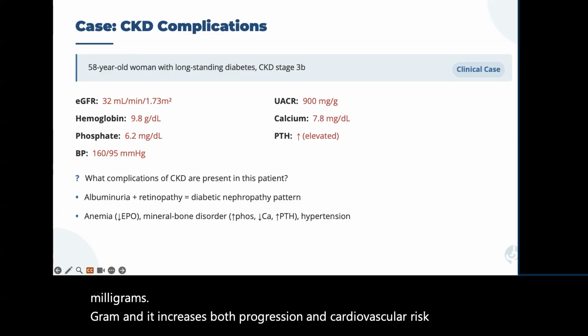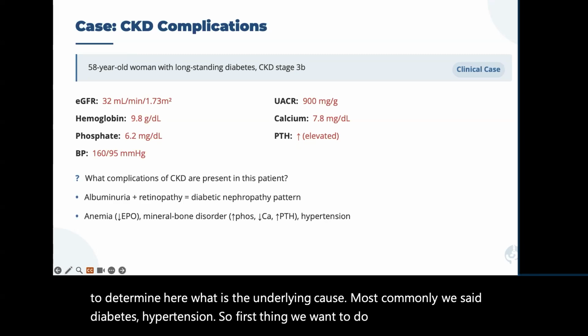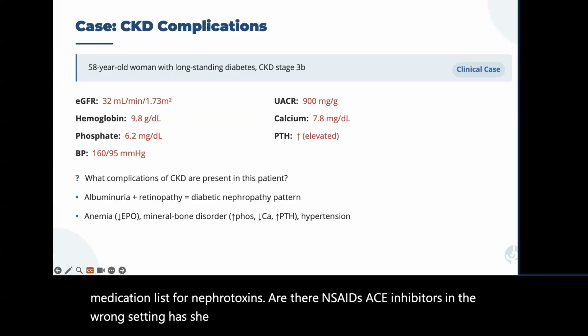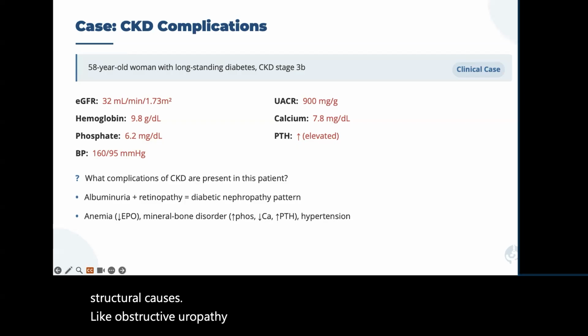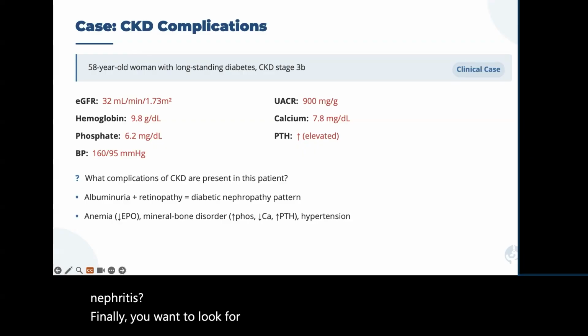So we have to determine here what is the underlying cause. Most commonly, we said diabetes, hypertension. So first thing we want to do is review the medication list for nephrotoxins. Are there NSAIDs, ACE inhibitors in the wrong setting? Has she had contrast exposure? Is she taking lithium with any degree of chronicity? The other thing you want to look for is any structural causes like obstructive uropathy or any inflammatory causes like what? Lupus nephritis.